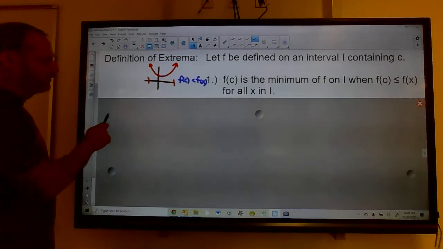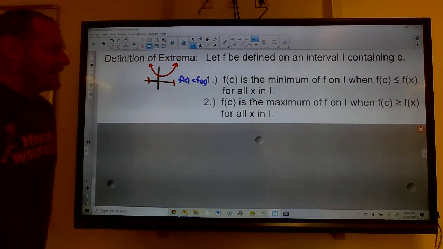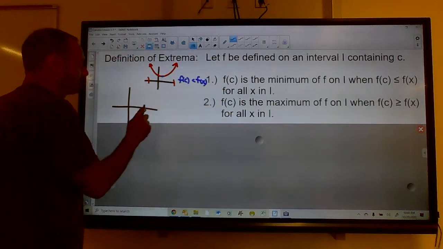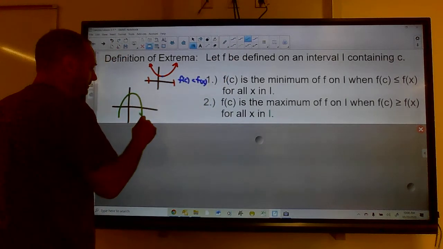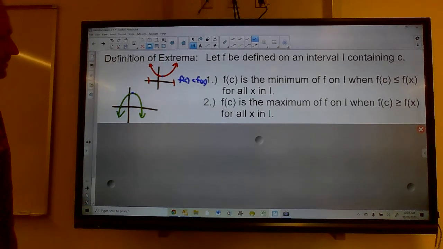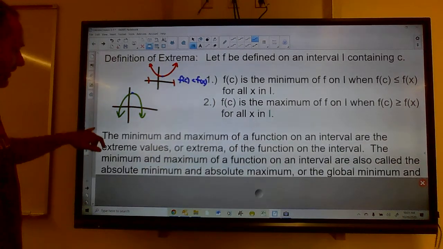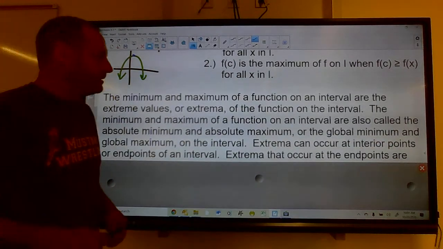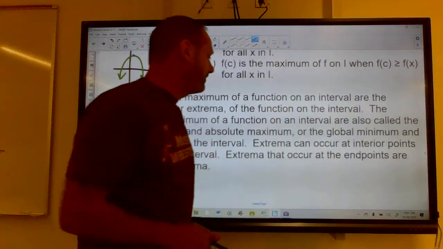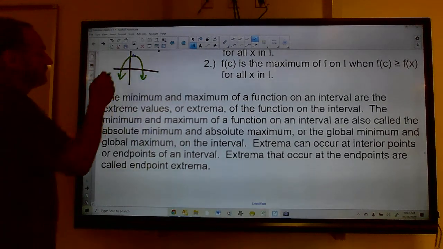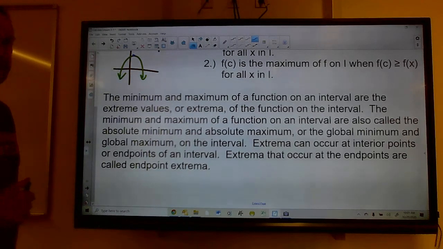All right, and then if you look at a maximum, f of C is a maximum of f on I when f of C is greater than. So it's just the opposite of it. Here we've got it. This would be a maximum right there. The minimum and maximum of a function on an interval are the extreme values, or extrema, of the function on the interval. The minimum and maximum of a function on an interval are also called the absolute minimum and absolute maximum. So this would be an absolute maximum right here because it never gets bigger than that.